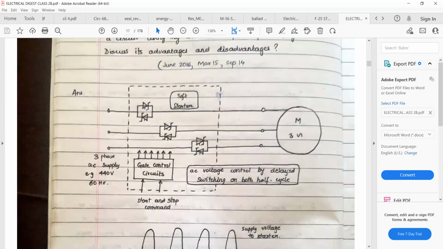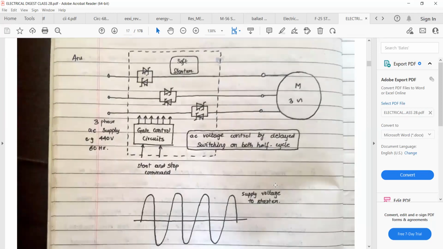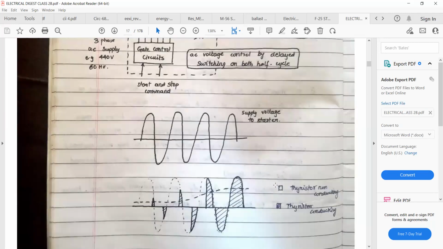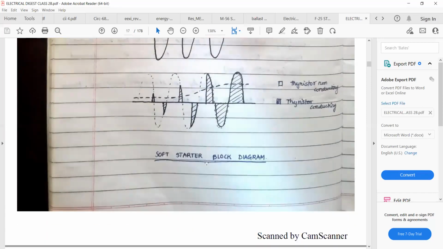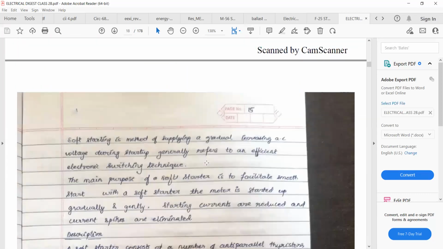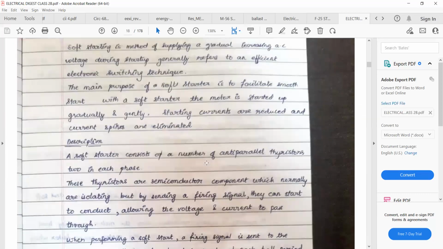AC voltage control by delayed switching on both half cycles. Supply voltage to the starter is like this. And thyristor, when your thyristor is conducting, the cycle is becoming like this. This is a block diagram for the soft starter. Now this is the description.